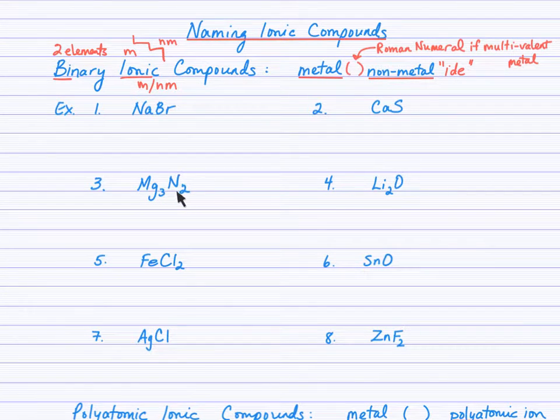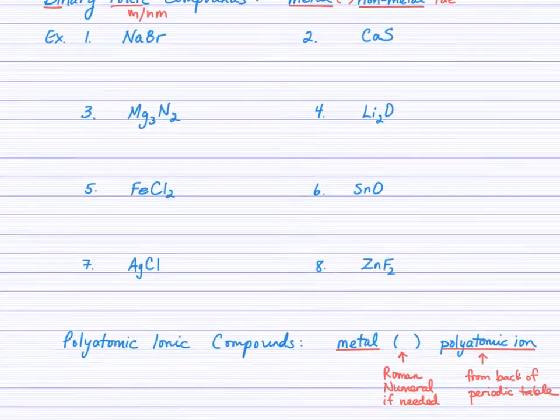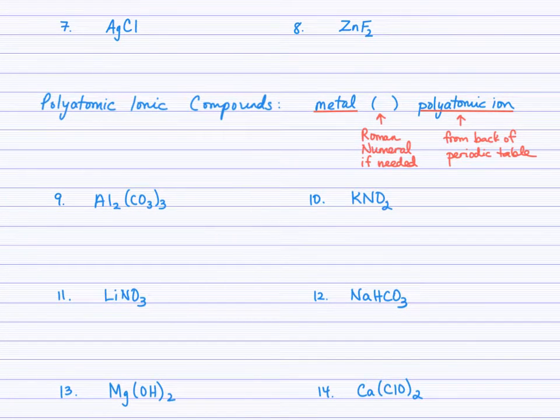Magnesium and nitrogen, that's 2. Lithium and oxygen. Iron and chlorine. Tin and oxygen. Silver and chlorine, and so on. If I just bump this up for a second so you can see these other examples, here we have aluminum, carbon, and oxygen. Lithium, nitrogen, and oxygen. Count the capital letters. 1, 2, 3. 1, 2, 3. 1, 2, 3, 4. So these are polyatomic ionic compounds.